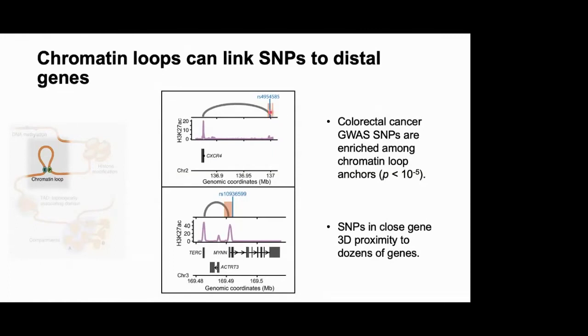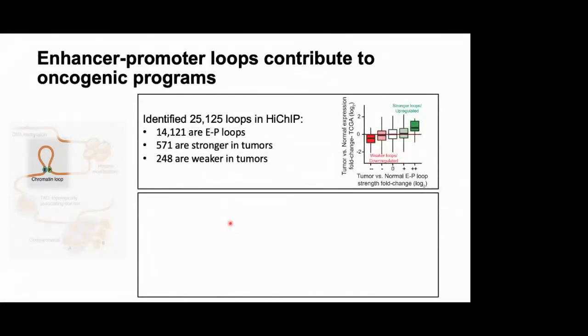Something that was immediate from this data set was that the anchors of these loops were enriched for enhancers containing SNPs. And this data could actually be used to link candidate SNPs to candidate genes that these SNPs are associated with, in terms of risk of colorectal cancer. So this data could be used to link distal genes to these SNPs. Here I'm showing two examples, the CR4 gene and the third gene, and how these are linked to distal SNPs. Moreover, when we tested for differential loops between the tumors and the normals, we detected 571 loops that were stronger in the tumors and 248 that were weaker in the tumors.